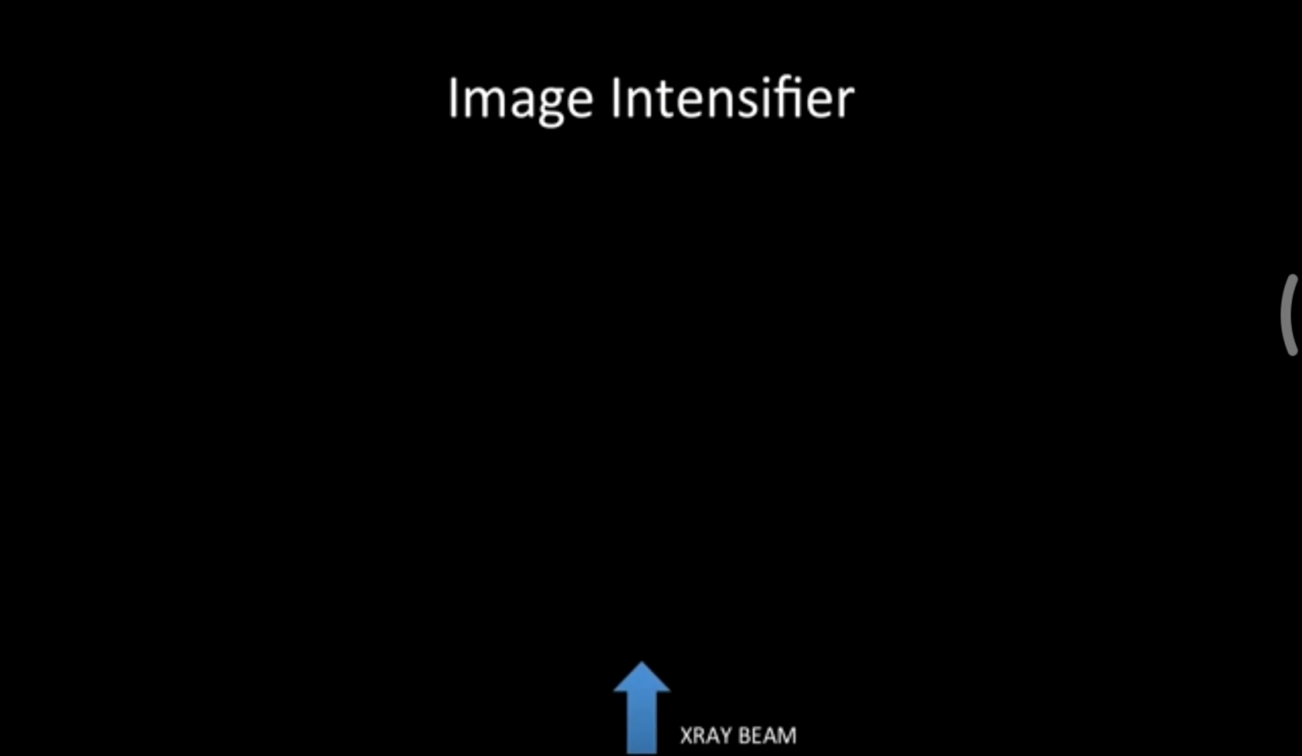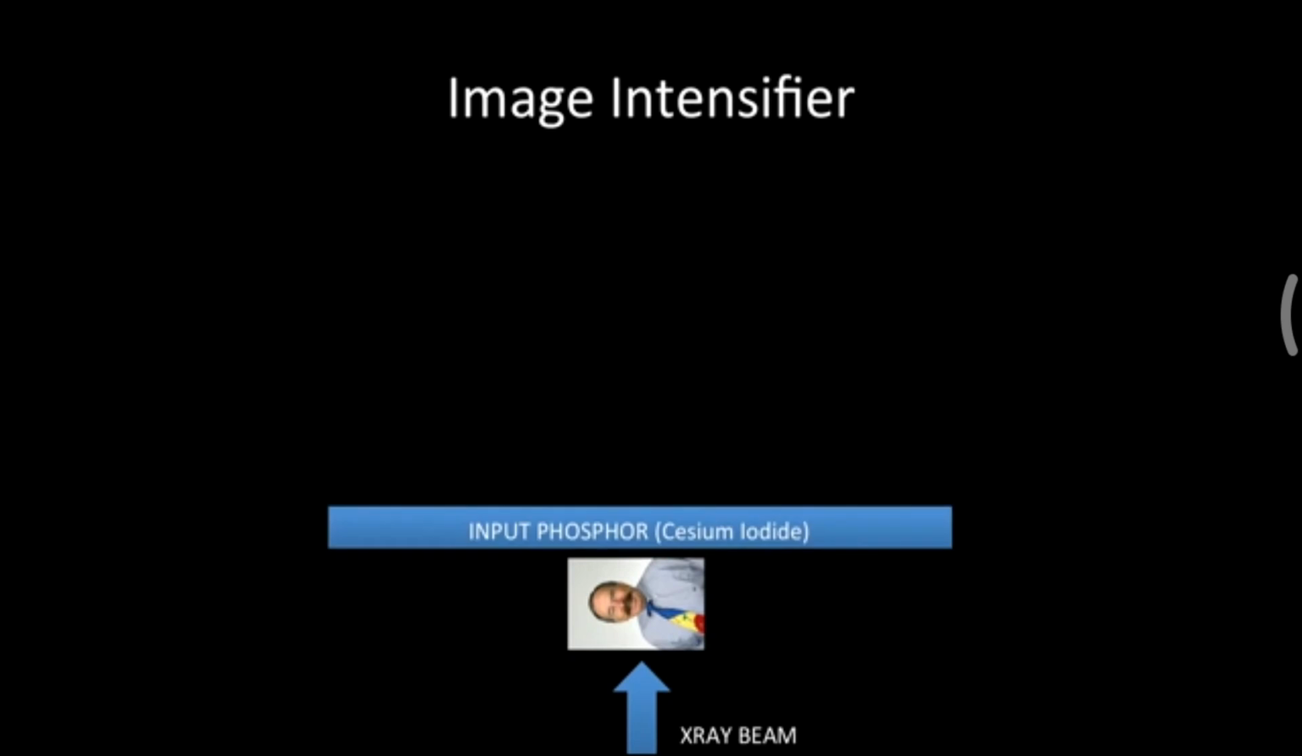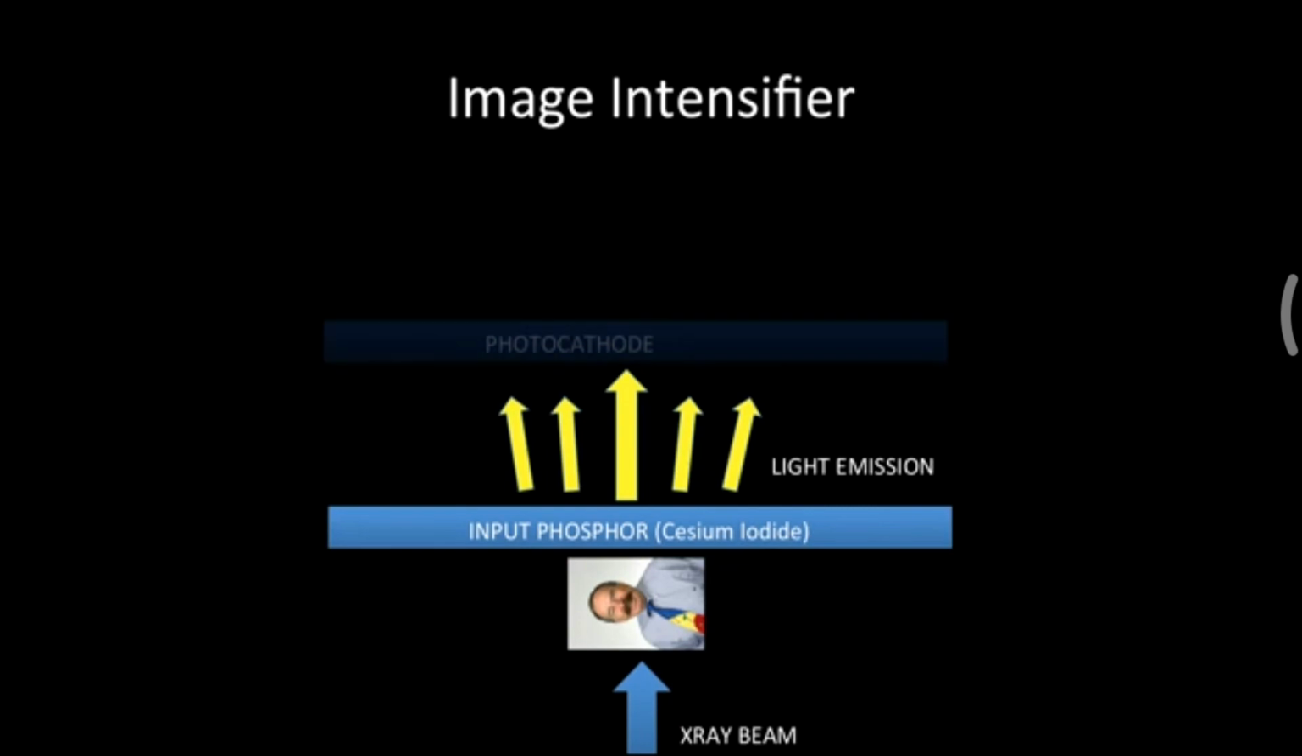We have the X-ray beam that's generated, and we're emitting it towards our patient. In this case, our patient is Dr. Bouchon. Then we have the first layer of the image intensifier tube, and that's the input phosphor. It is made of cesium iodide. This generates light photons. Then the light photons will hit the photocathode.